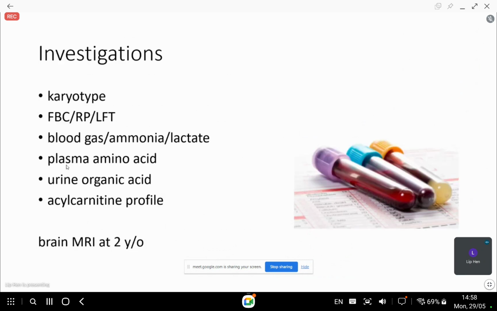So the pediatrician ordered some investigations, which include karyotype, the basic blood gas, ammonia, lactate, plasma amino acid, urine organic acid, and serum carnitine profile to look for inborn errors of metabolism. A brain MRI was also done at the age of 2. All came back as normal.